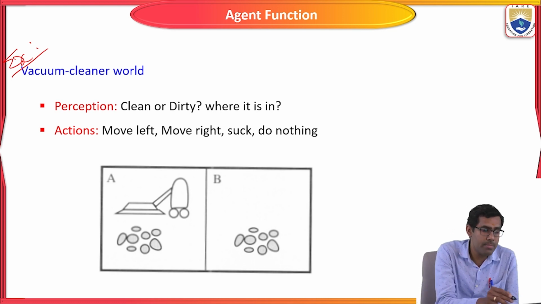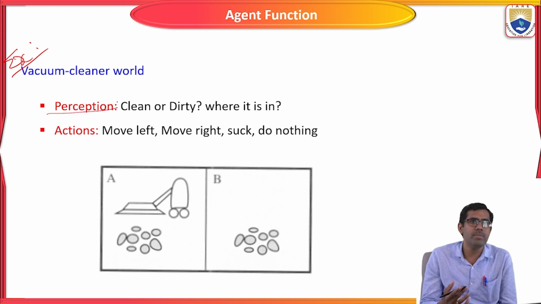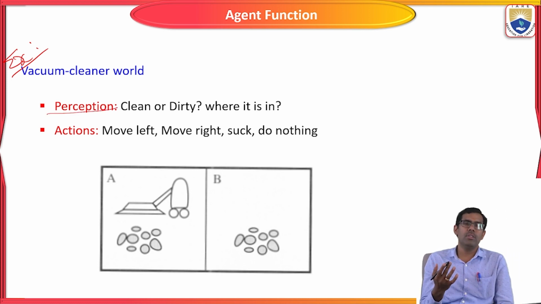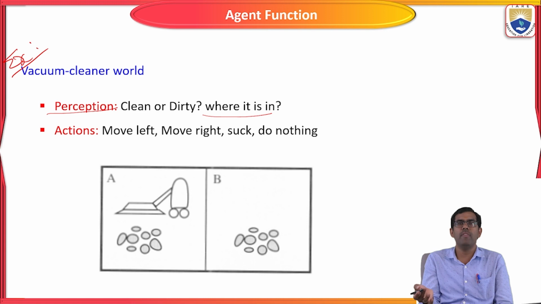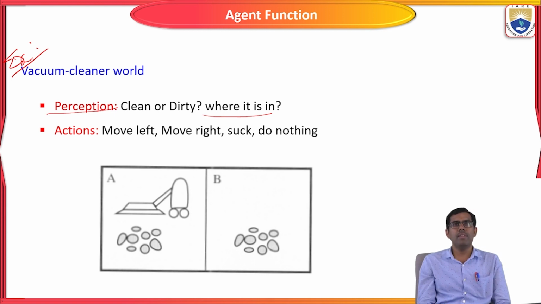So here the perception is what we are going to observe. Using this vacuum cleaner, we are going to clean the dust or dirt. The location is where it is, whether it is on the floor or somewhere else in our house. Where it is located is also observed by your artificial intelligence based machines.